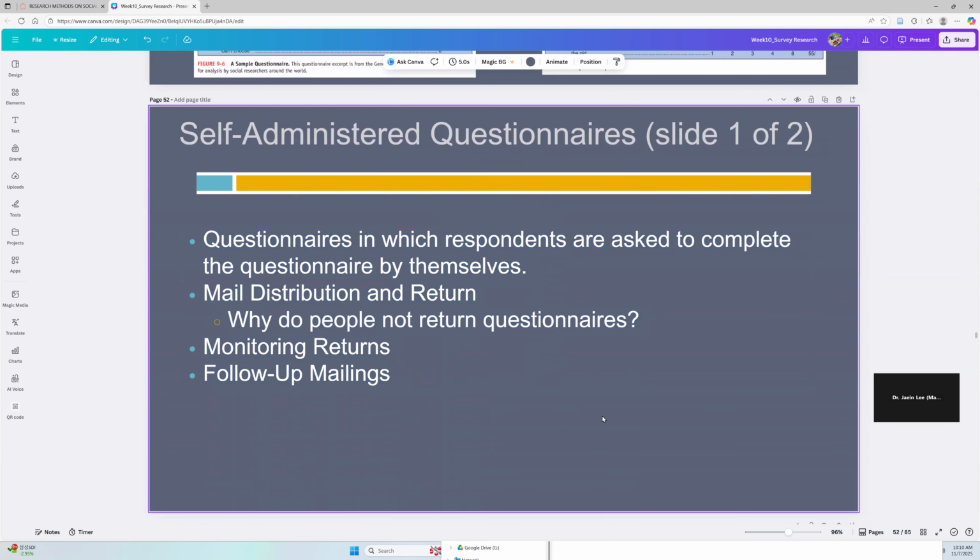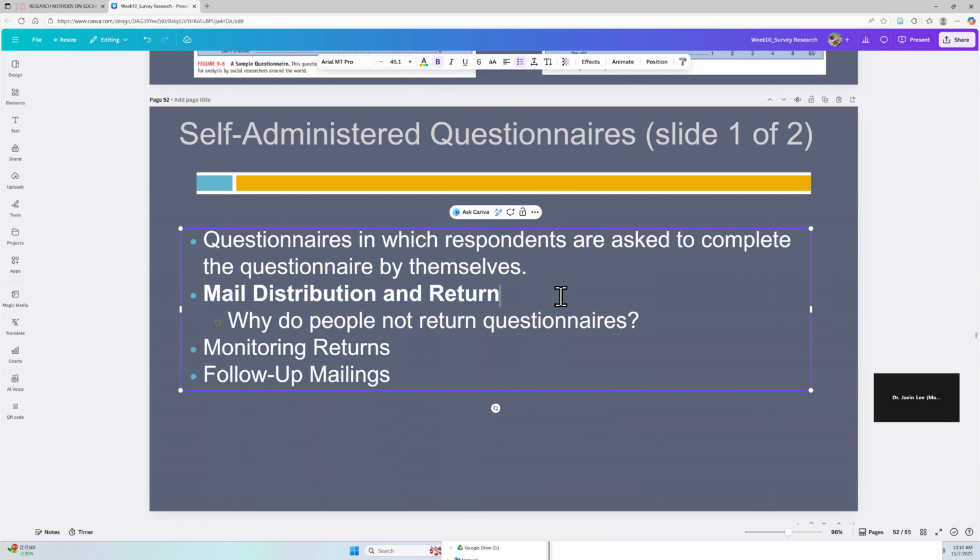All right, so questionnaires in which respondents are asked to complete themselves. So there are various ways of the survey question, such as mail distribution and return, right? So that might be very time consuming. I'm not saying this is a waste of time, but that might be time consuming because it takes time to be delivered to the participants, and they would need to go to the post office or somewhere to send it back again, return again.